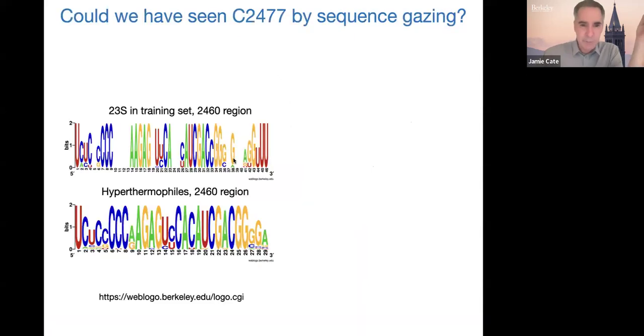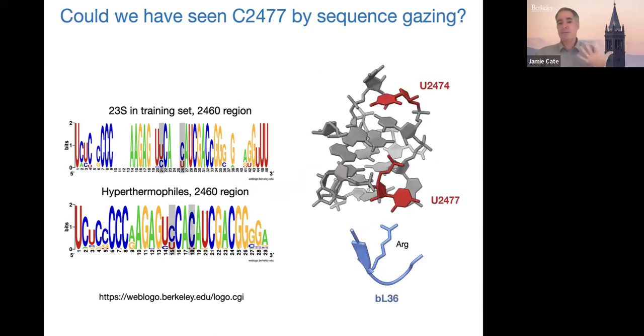And if we just look at sequences by eye, these are what are called web logos. And this is bits. The higher the letter, the more conserved it is. If you look at these sequences, the one that we were interested in is really this one here. Yeah, it's enriched a little bit, but by eye, I wouldn't necessarily pick this one out to mutate. So the model did something more than I would have done by eye.